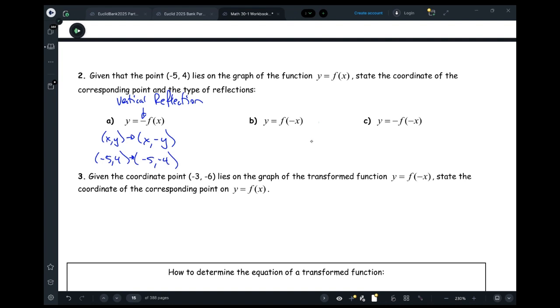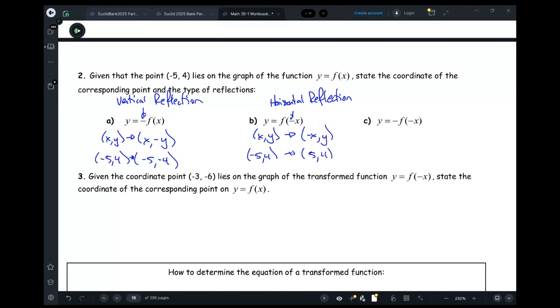For the second one here, because the negative is inside the function, we know that this is going to be a horizontal reflection. Okay, it's going to be over the y-axis, which means my mapping x, y is going to become the point negative x, y. It's just going to change the sign. So negative 5, 4 is going to become the point 5, 4.